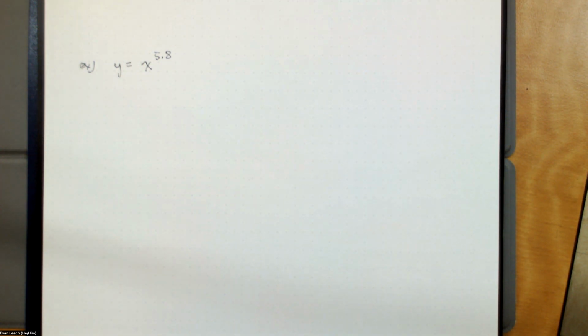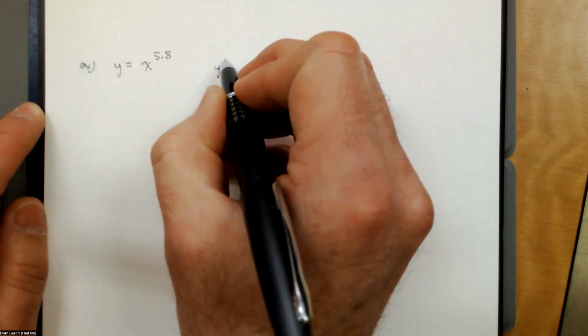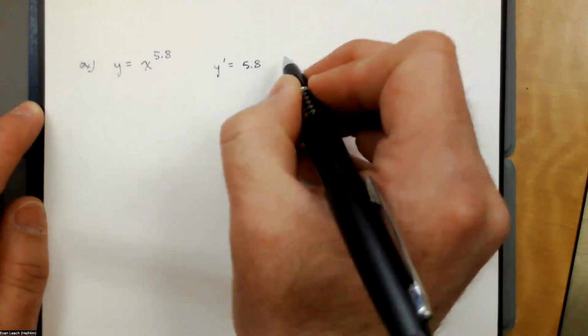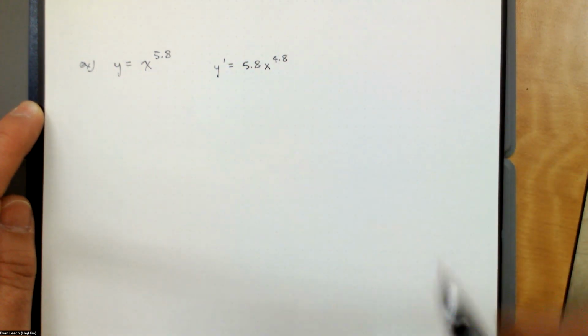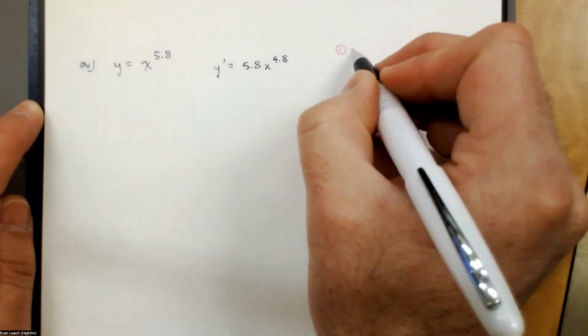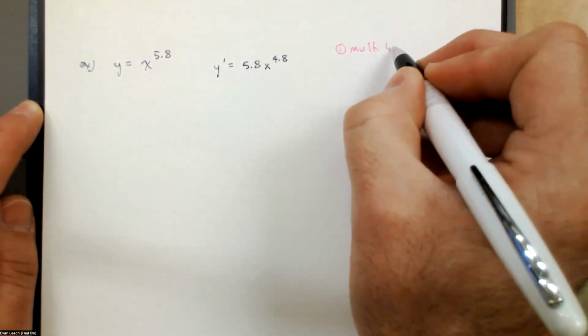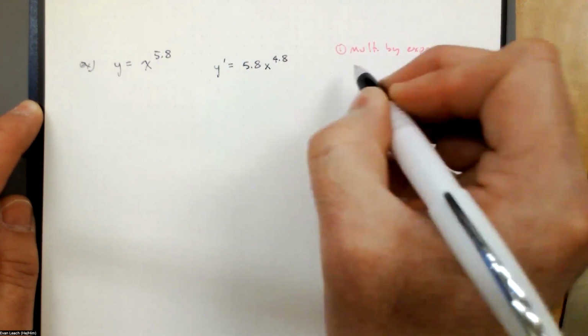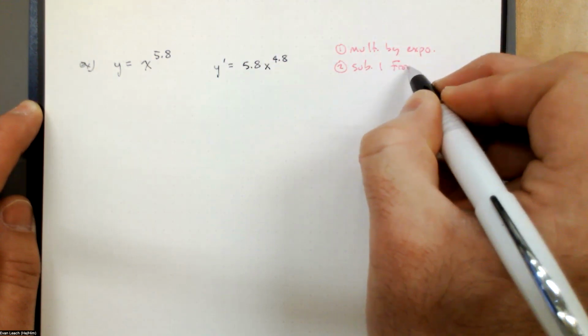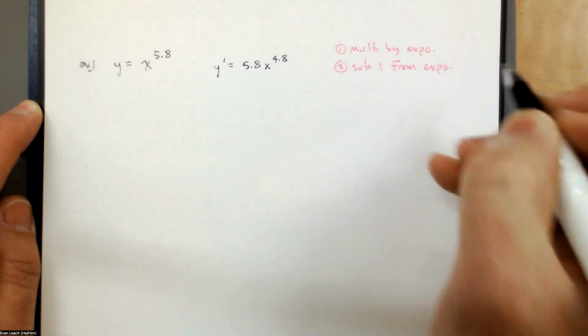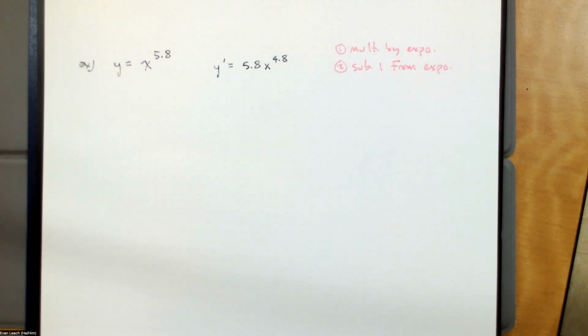Even if you've got some weird decimal exponents, multiply by the exponent, subtract 1 from the exponent. Two-step process: multiply by the exponent, subtract 1 from the exponent.